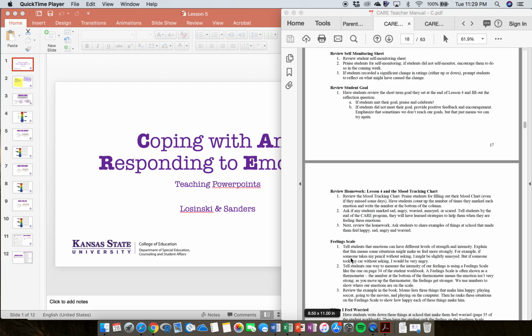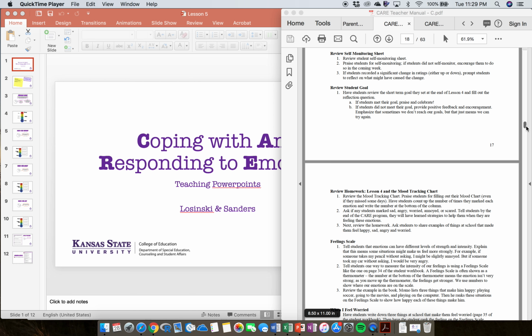And then finally, our final part of review is we're going to review that lesson 4 homework and the mood tracking chart. So I suggest starting with the mood tracking chart. Have students look at it. Make sure you offer praise for those who filled it out, even if they didn't get every single day or every part of the day. And then go ahead and have students count the number of times they marked each emotion and write the number at the bottom of the column.